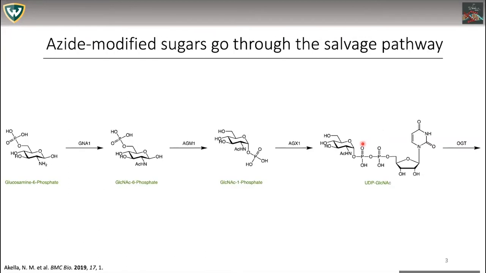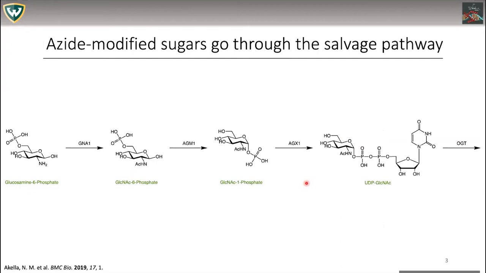These metabolic labeling tools operate through the salvage pathway of the hexosamine biosynthetic pathway. And so what we see here is we have glucosamine-6-phosphate that gets converted to GlcNAc-6-phosphate, which then gets isomerized into the 1-phosphate, converted to UDP-GlcNAc, and then put onto proteins.